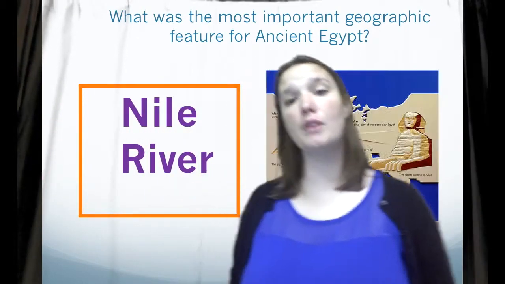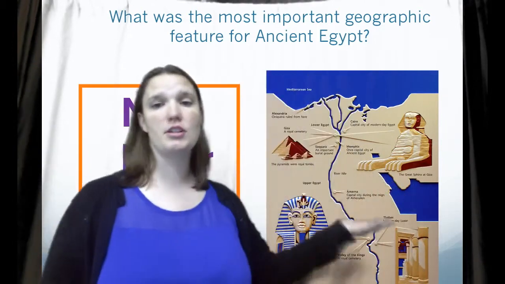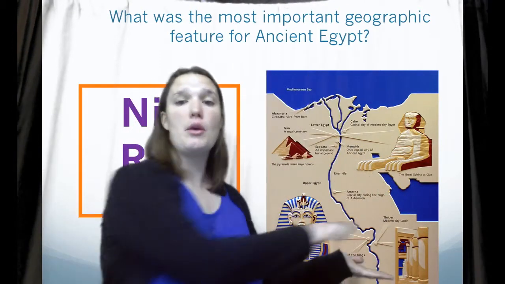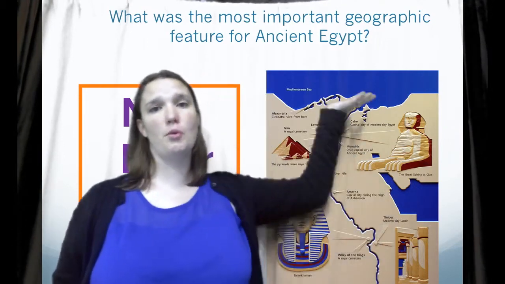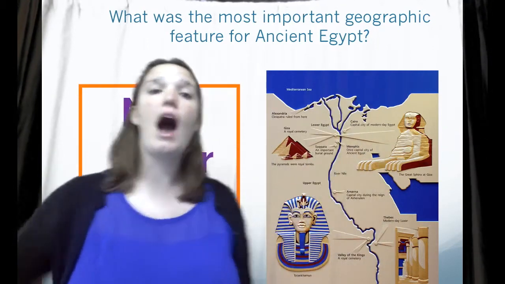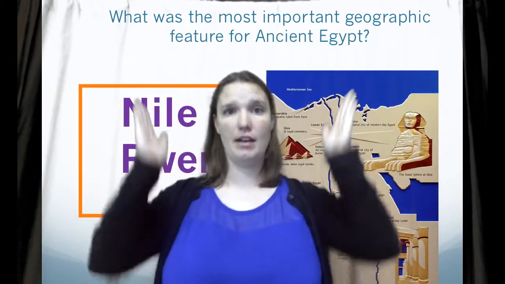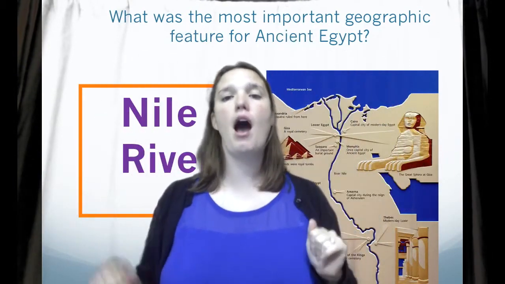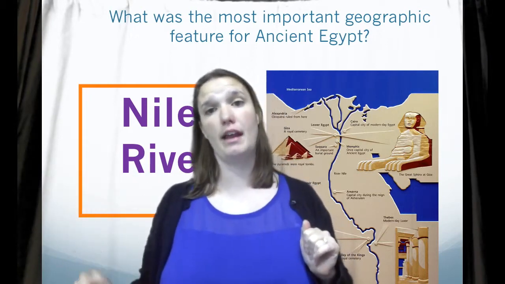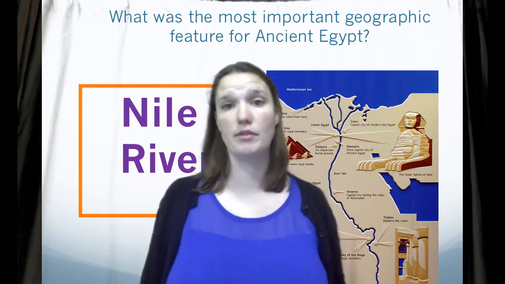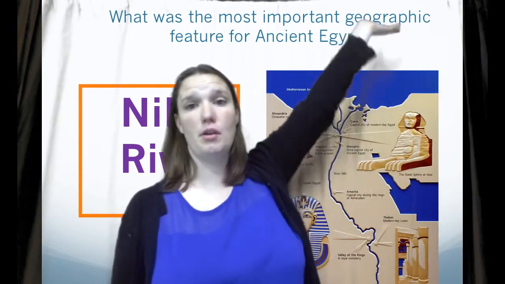The Nile River starts in southern Egypt. It starts down and it flows north to the Mediterranean Sea. I have another video that you can watch on the Nile River, so check that out to get a little more detail. But the Nile River flows from the south to the north.